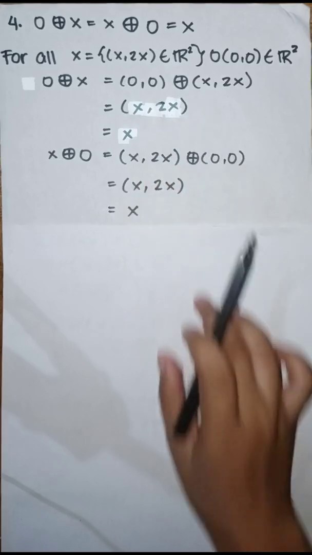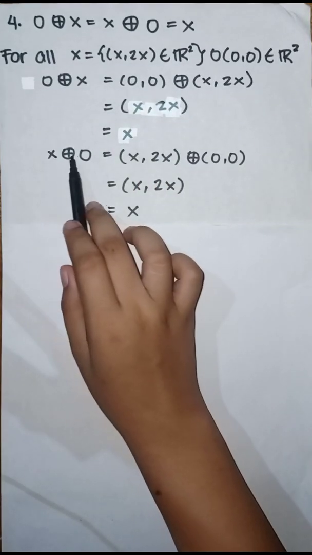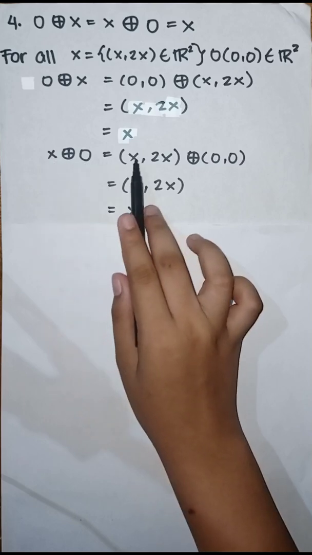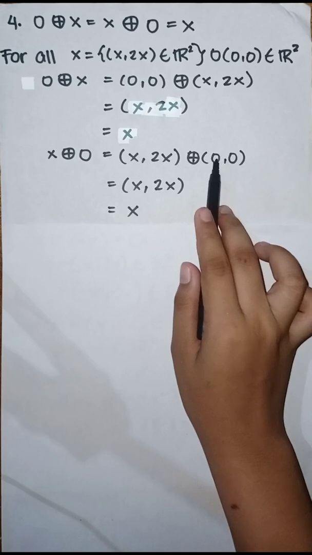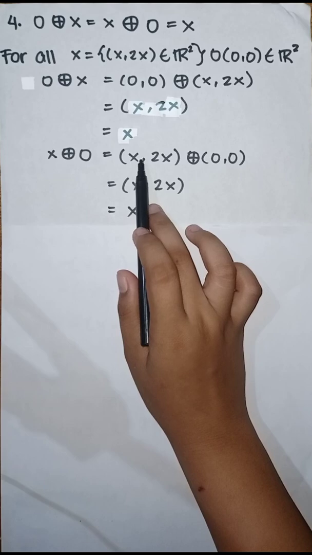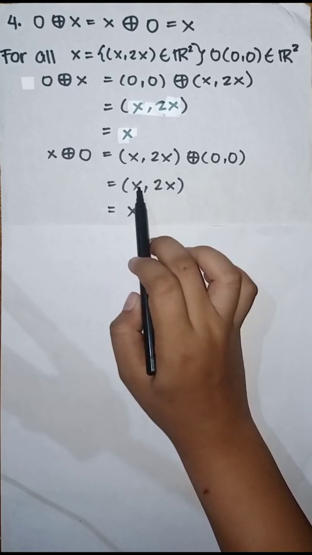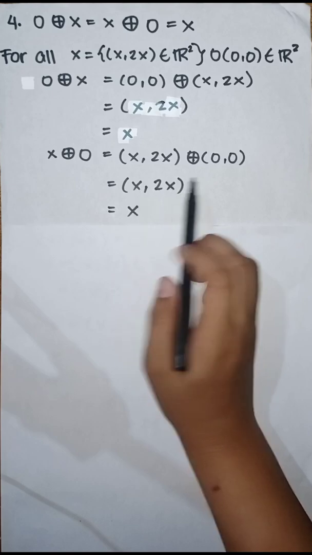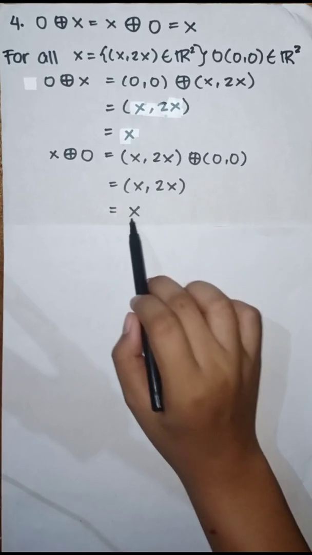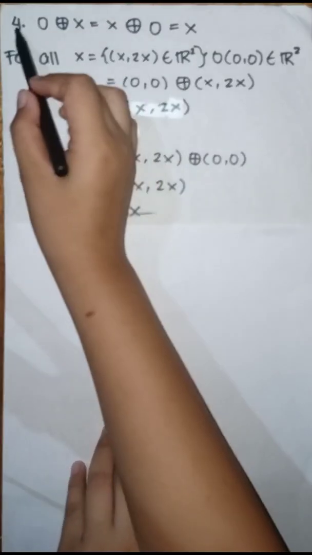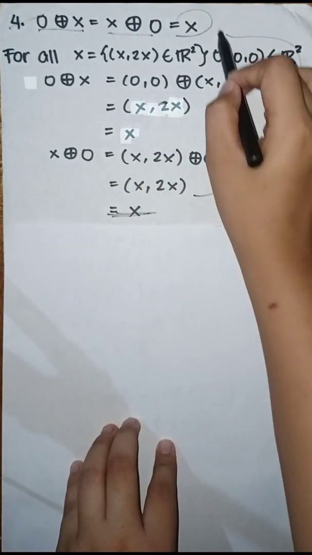So that's it. And then for x plus 0, we substitute the value of x and 0 again. So we have x, 2x plus 0, 0. We are going to add the first coordinates of each ordered pair. X plus 0 is x. 2x plus 0 is 2x. X and 2x are still equal to x. Therefore, we have satisfied the fourth axiom: 0 plus x, x plus 0 is equal to x.